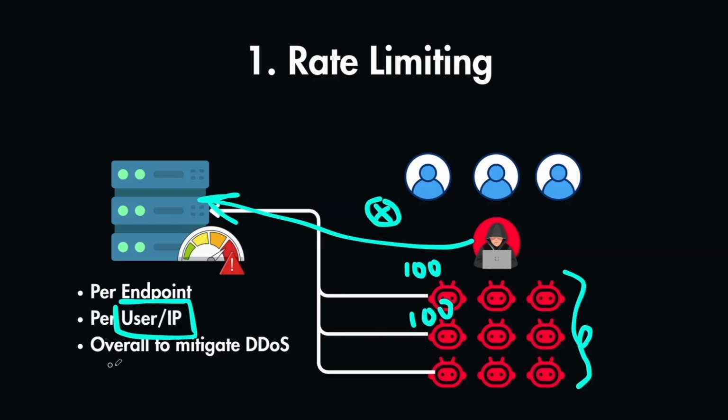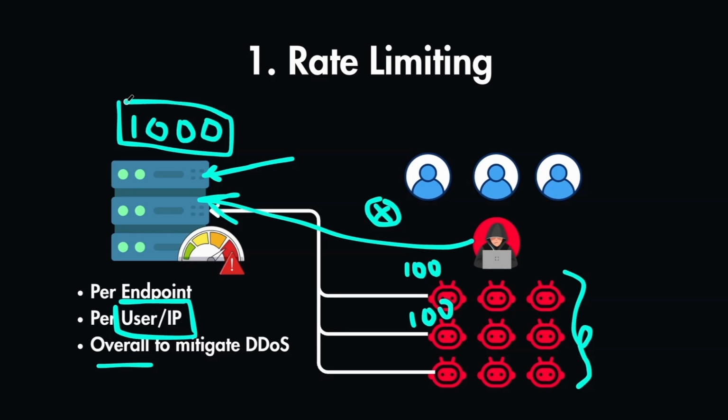handle. That's why you also have overall rate limiting, which can be some bigger number. So whenever all the traffic coming into your server reaches or passes this number, then you will temporarily block all requests until you find out the root cause. And of course, these numbers are just examples. In reality, it's much more than 1,000, but that's just an example.